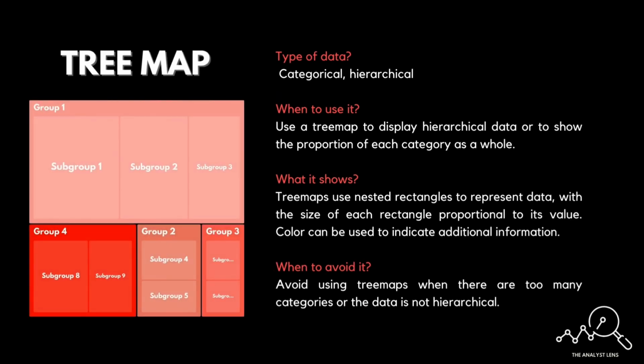Just like heat maps, we have tree maps also. The type of data preferred is categorical and hierarchical. A tree map is used to display hierarchical data or to show the proportion of each category as a whole. Tree maps use nested rectangles to represent data, with the size of each rectangle proportional to its value. Color can be used to indicate additional information. Tree maps should be avoided when there are too many categories or the data is not hierarchical.